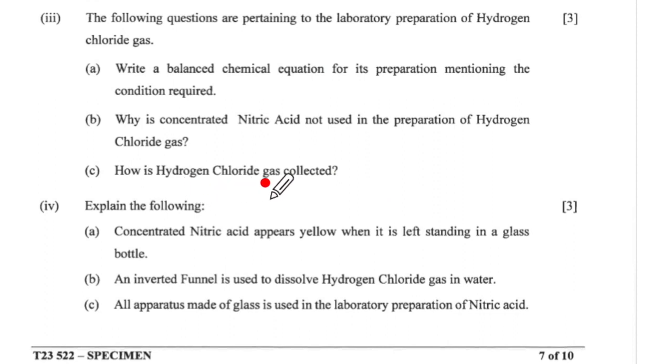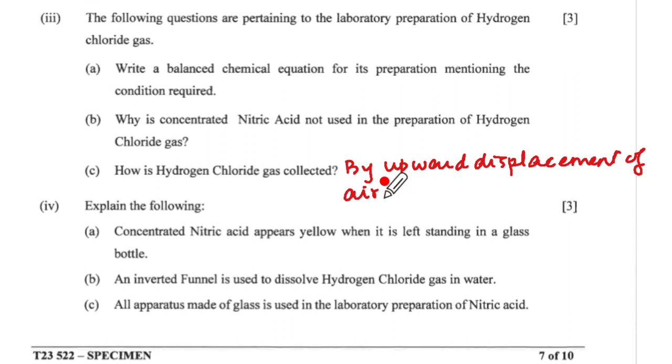How is hydrogen chloride gas collected? It's heavier than air. So it is collected by upward displacement of air.